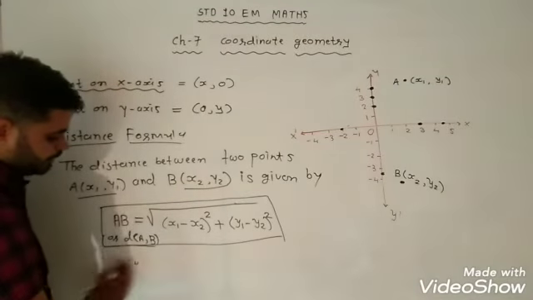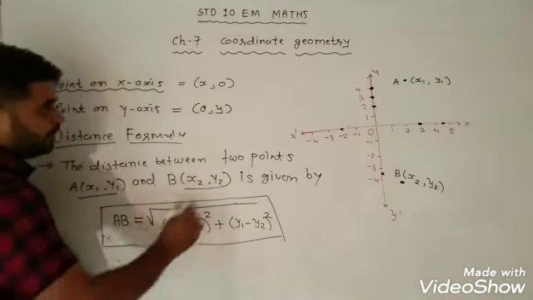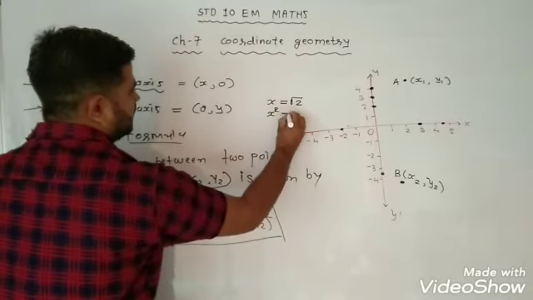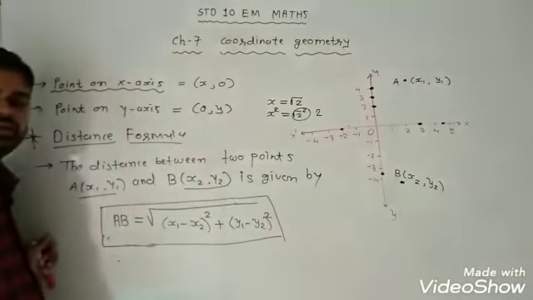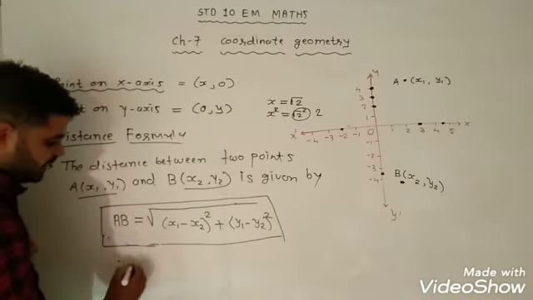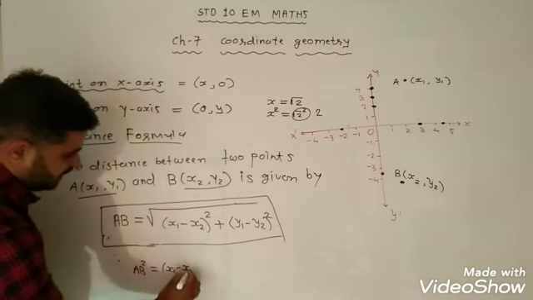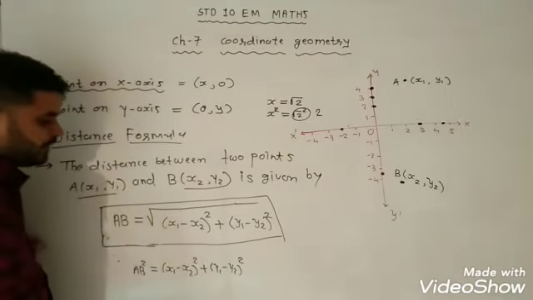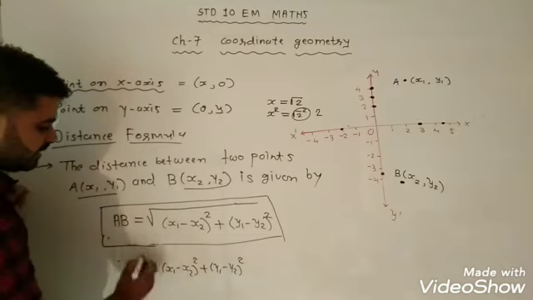Okay, now if x is equal to root 2, then x square is equal to what? Root 2 square means what? 2. Clear? So if we square both sides, then we have AB square is equal to x1 minus x2 square plus y1 minus y2 square. Many times we use this formula instead of this. These both are the same formulas.